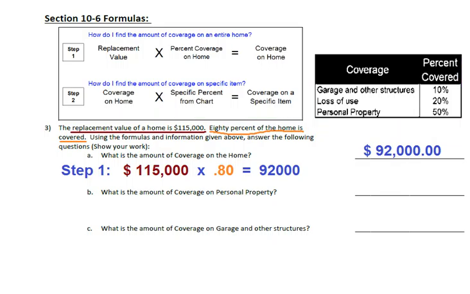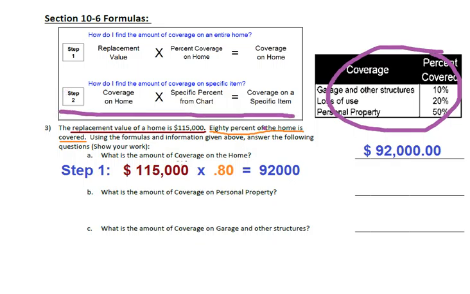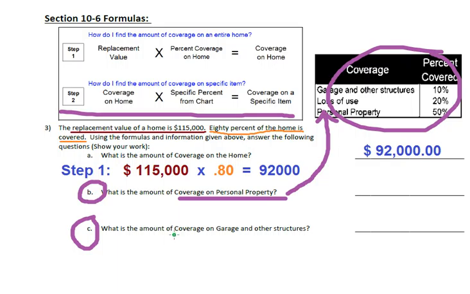Now, what we're going to have to do is use this box right here and, of course, step 2. And we're going to do that for both B and C. But we've got to figure out what we're doing it for. Well, letter B, we're trying to do it on personal property. Hey, that's this one right here. And then for C, we're trying to do the garage and other structures. Hey, that's this one right here. Okay? So we're going to have to use the correct percentages to calculate these.